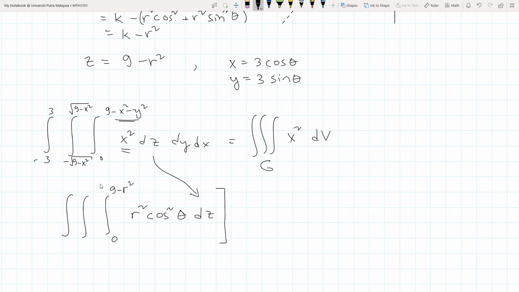And then I can also evaluate this as dA, the whole thing. So now I can get rid of the z-axis, and then after that I can do the area integration.